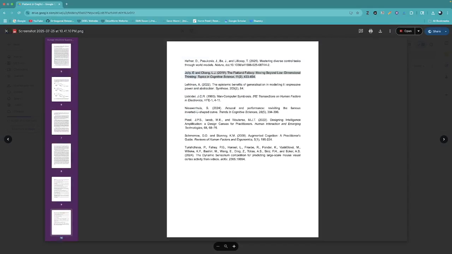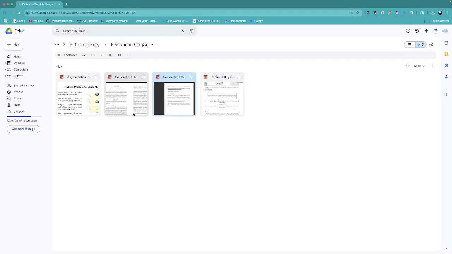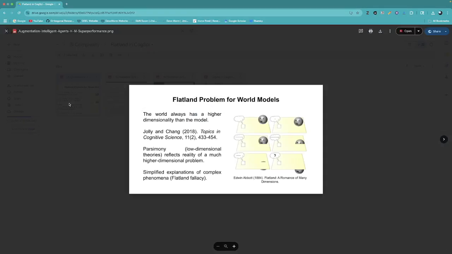And there's a citation which I'm going to talk about in a little bit. This is the Flatland fallacy, moving beyond low-dimensional thinking. This is a paper from Topics in Cognitive Science in 2018, and I'll talk about that paper in a minute. But I have a slide for the upcoming talk for BICA. So this lays out the Flatland problem for world models.